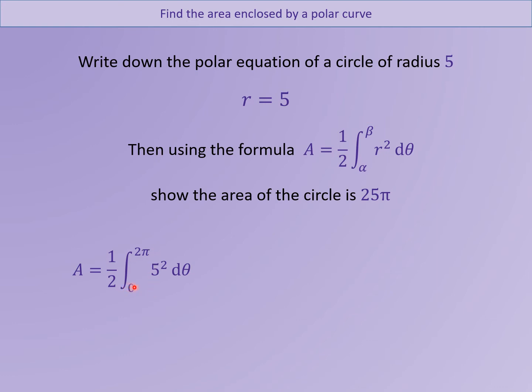So once I've done that, I'm going to get 25 theta. I can put my two values in. I can put 2 pi in, which is going to get me 25 times 2 pi times a half, which is going to be 25 pi. And of course, putting naught in cancels it out. So I'll get my 25 pi as required. It's just nice to see that for a simple polar curve like that, the formula does get the answer that you expected. It does work.